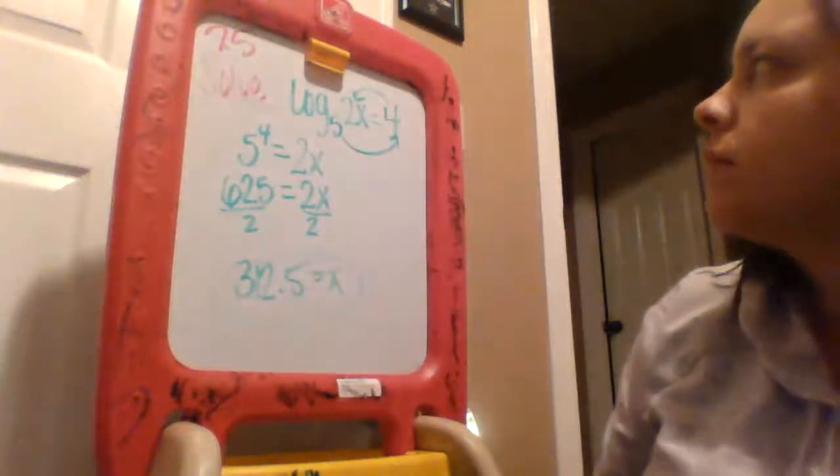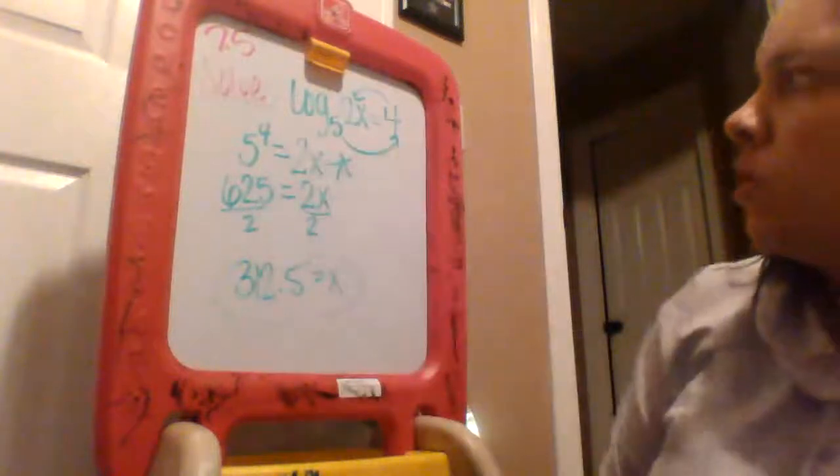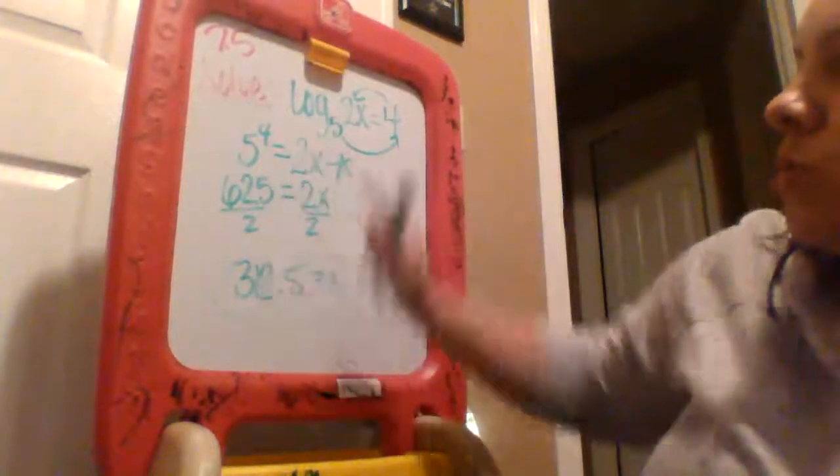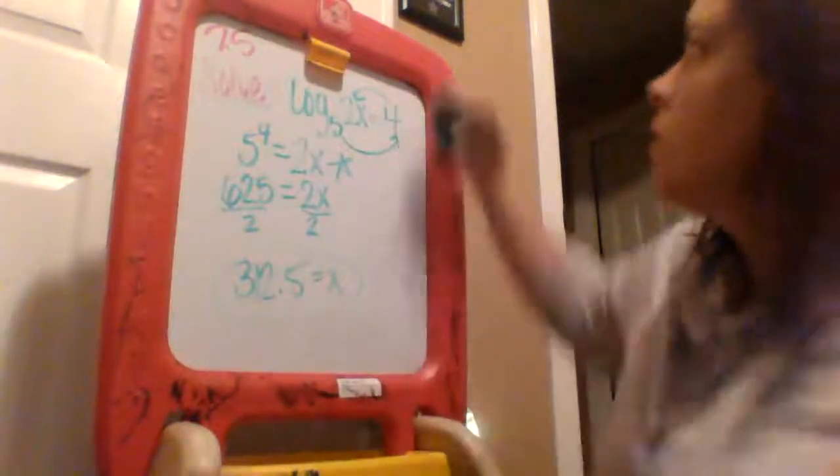And you can check it. Using this part right here is what you'll want to check. You'll want to do 2 times this to make sure that it's 625. And it is. All right, let's look at another one.